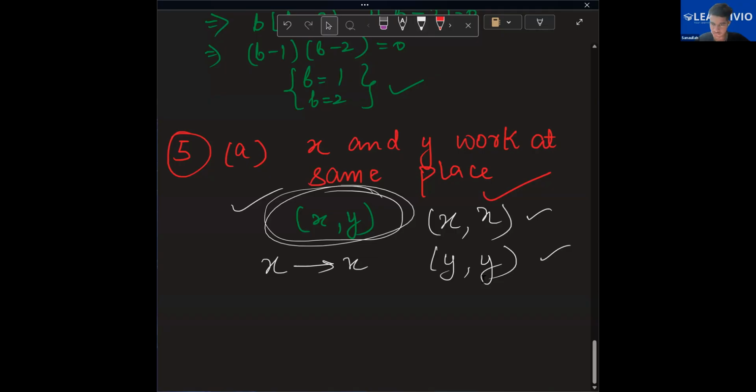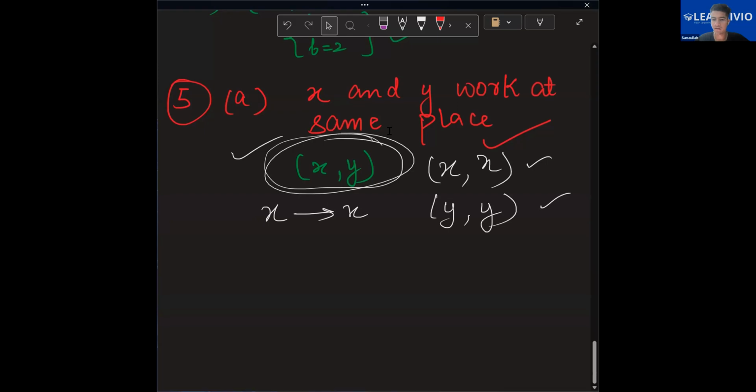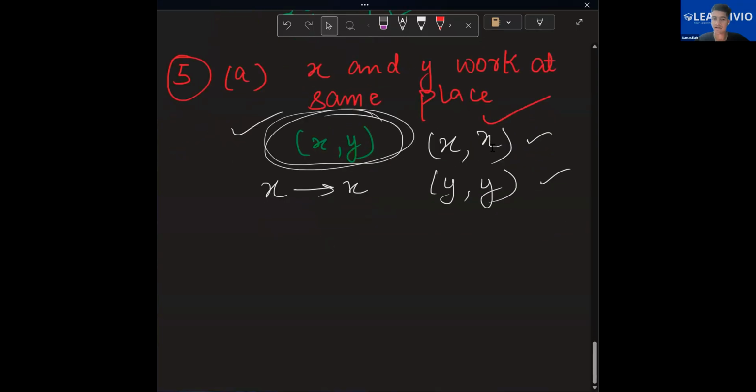And if you want to say this in a statement, then it will be like: x and y work at the same place. So x and x work at the same place. That is the same thing. x is itself x, so it is possible. Right, sir. So this is reflexive.